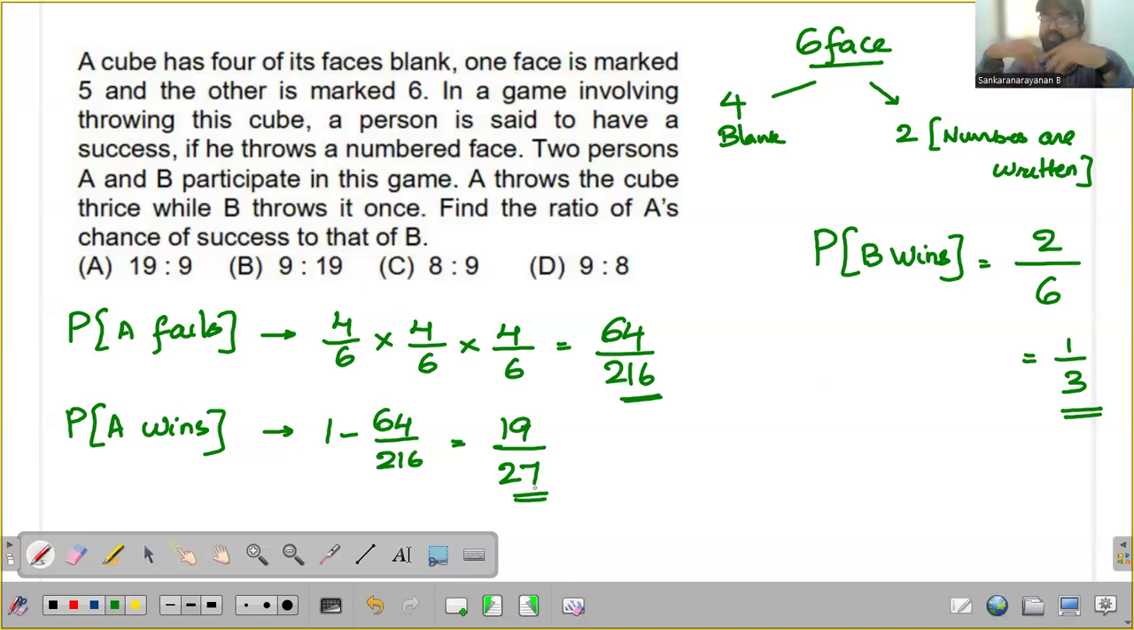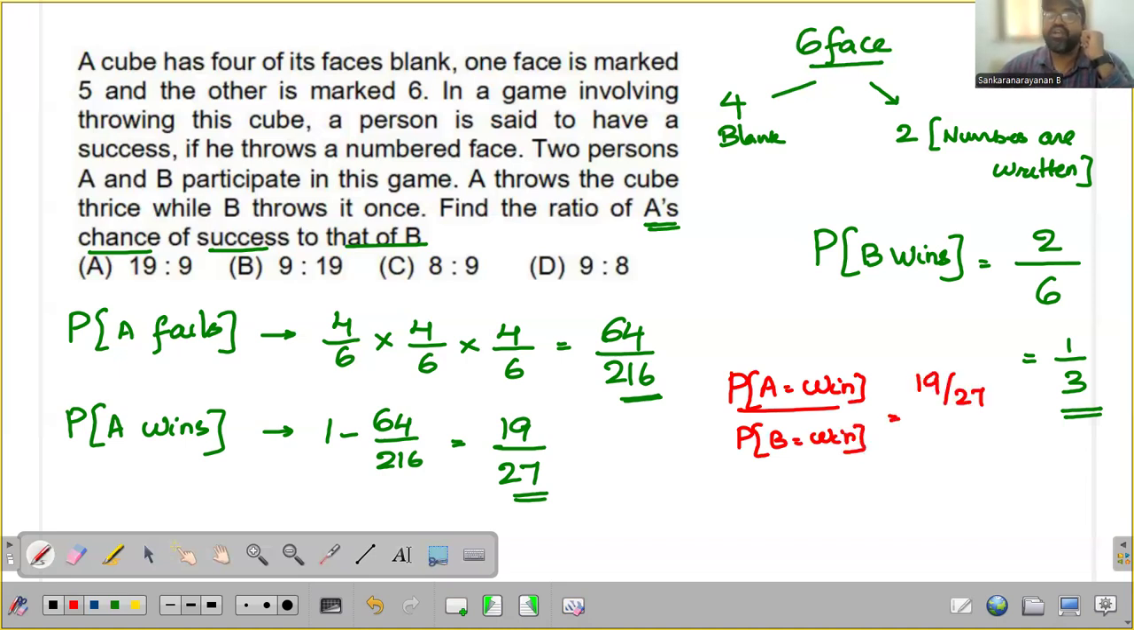So the probability that B wins is 1 by 3. The probability that A wins is 19 upon 27. The question is to find the ratio of A's chance of success to that of B. So you are asked to find the probability that A wins upon the probability that B wins. That is nothing but 19 by 27 divided by 1 by 3.